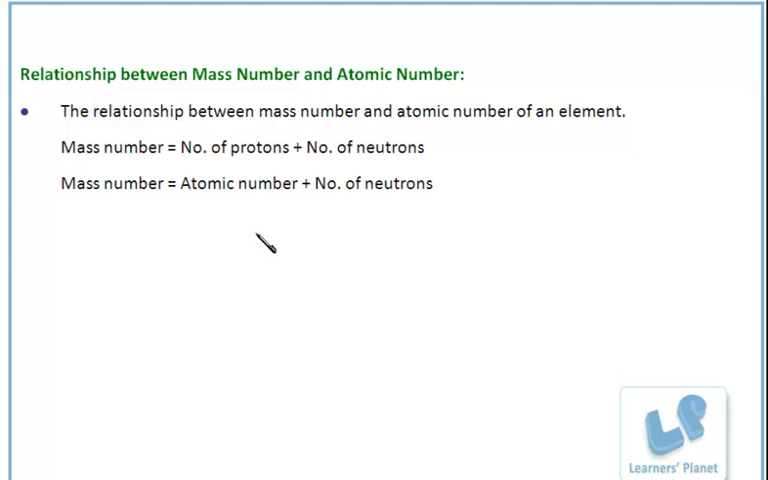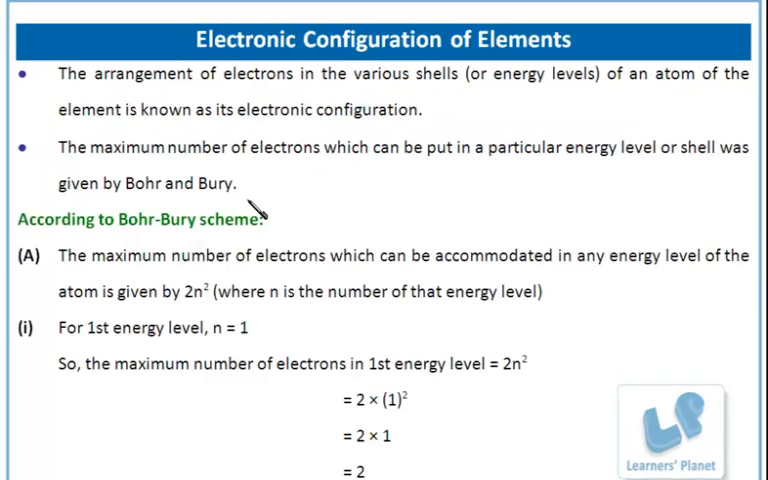Now we'll discuss the distribution of electrons in an atom. Now there is a new term, that is electronic configuration of elements. What do you mean by this electronic configuration? The arrangement of electrons in various shells or energy levels of an atom of the element is known as its electronic configuration.